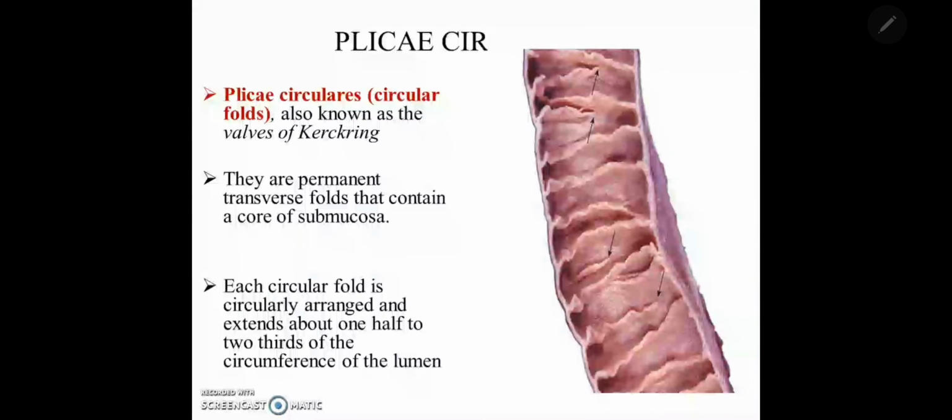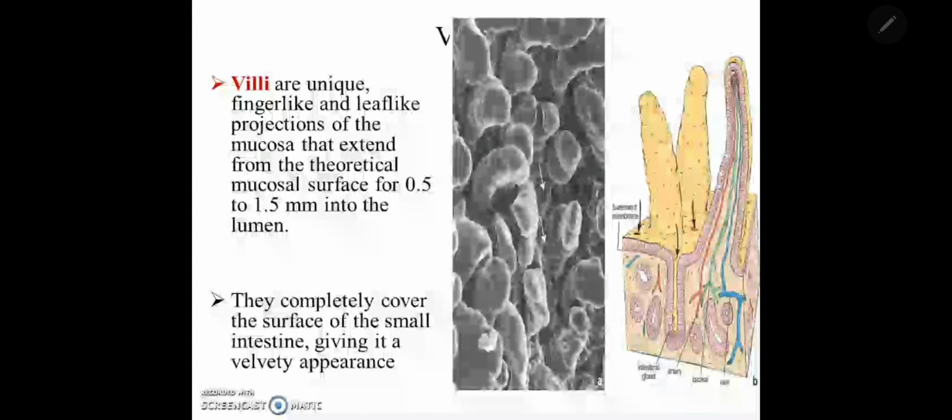Plica circularis, also known as valves of Kerckring, are permanent transverse folds containing folds of mucosa and submucosa, whereas rugae in the stomach are temporary, while the folds in the small intestine are permanent. Villi are the finger-like projections of only the mucosa, and they contain blood vessels and a lacteal, that is a lymphatic duct, for the absorption of the end products of fat digestion. You can notice that villi will be there.